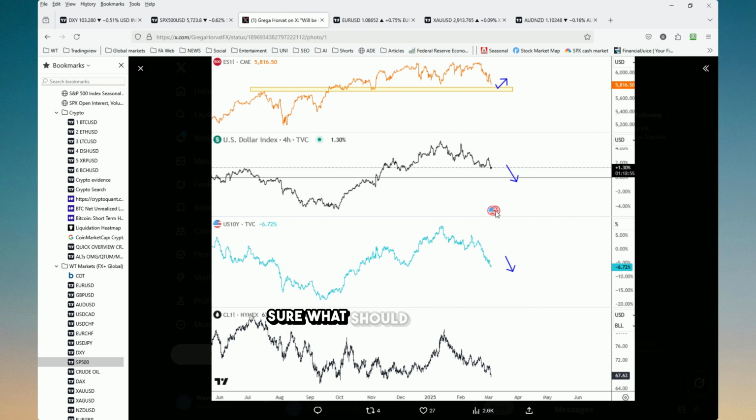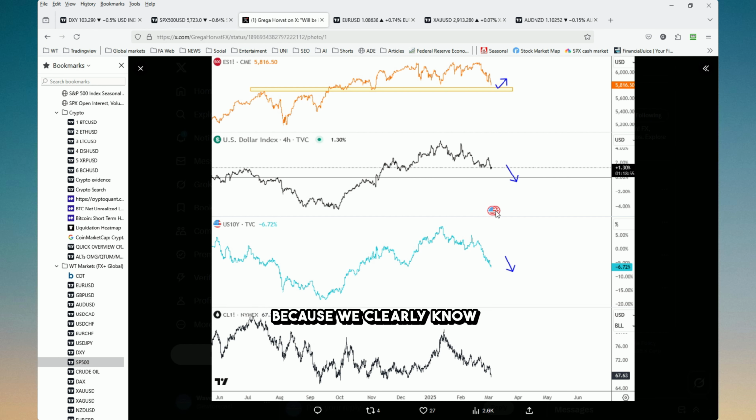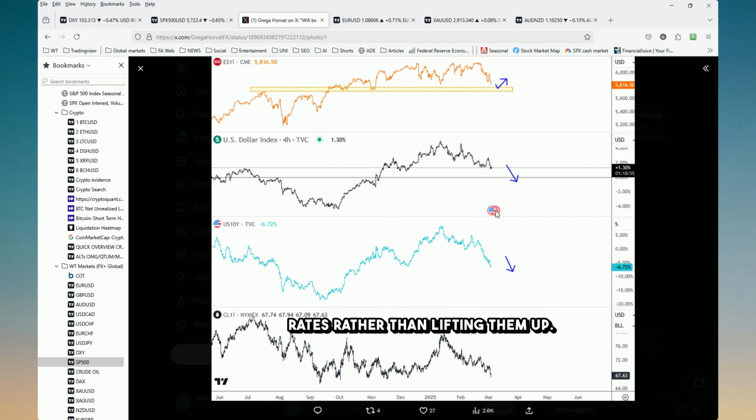I'm really not sure what should happen for US yields to turn higher, or for the Fed to turn hawkish, because we clearly know that in this kind of environment, when you have stocks moving significantly to the downside and some weak economic data, that's actually an environment where the Fed could be looking to cut rates rather than lifting them up, and this is something that will most likely keep the dollar in this downtrend.